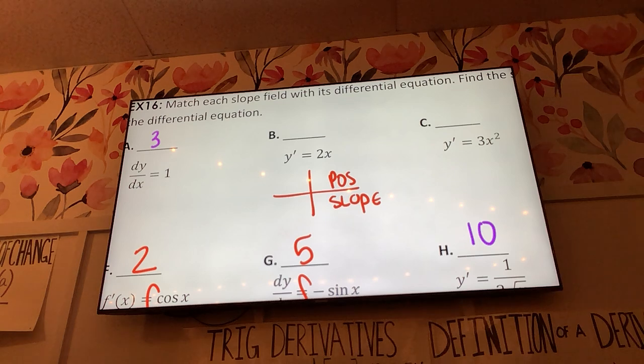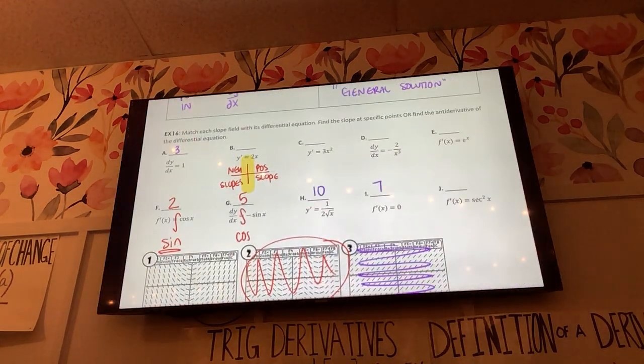When you plug in negative numbers, what should your slope be? Negative. Negative slopes. And when you plug in 0, what is your slope? 0. So I should have horizontal slopes there. So which graph looks like that? 1. All right, so that takes care of 1.